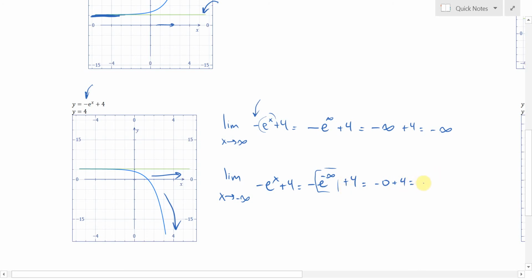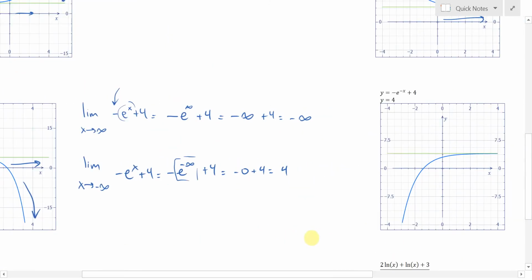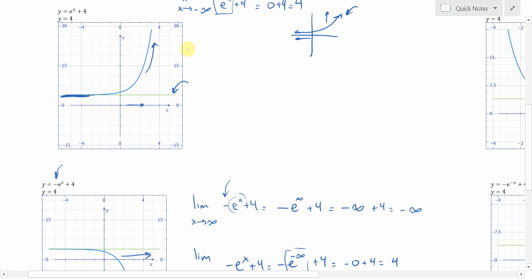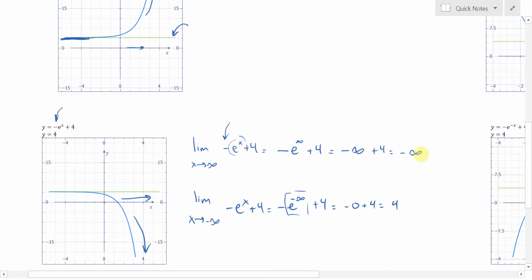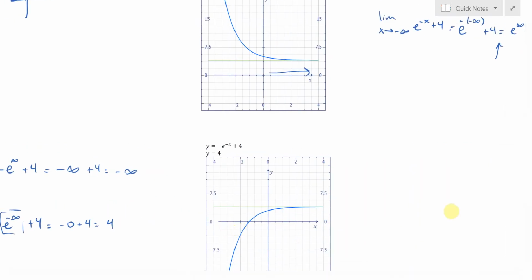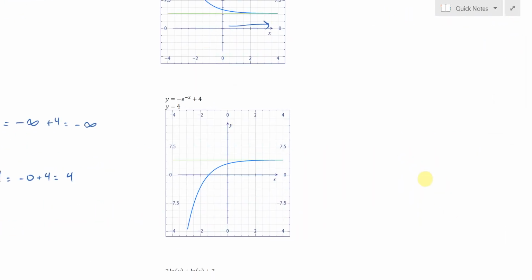Well, negative 0 is just 0, so that's just 4. So it works exactly the way you would expect. And just to cap things off, in all of these examples, it's going off to infinity in one direction and it's approaching the value 4 in another. I just chose the number 4 arbitrarily, of course, just showing you the kinds of behaviors that can occur.